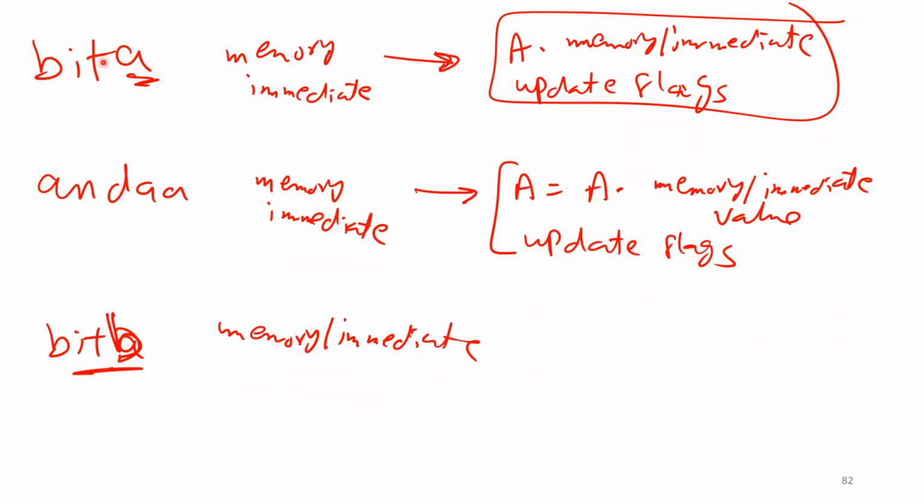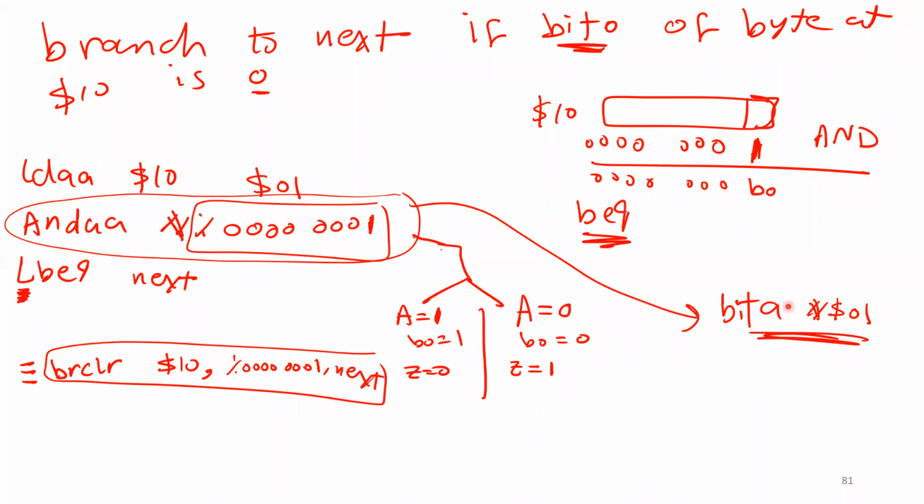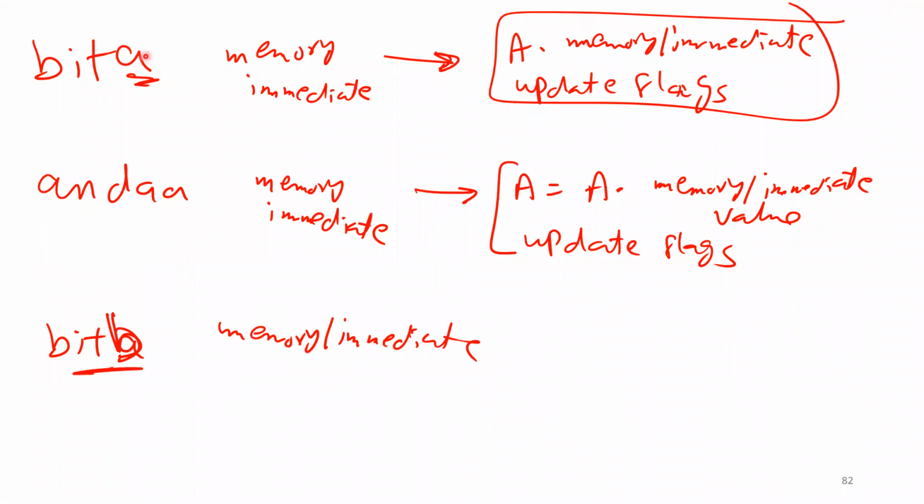So we actually have two of them. We have BIT A and also BIT B. So we have BIT A, memory. You can put here memory or immediate value. This one is going to do AND and update the flags. The result is not stored anywhere. For the other one, the result is stored, as I told you before. So this is the only difference between this one and this one, right? We have also BIT B. So we have BIT A for register A, and we have BIT B for register B.